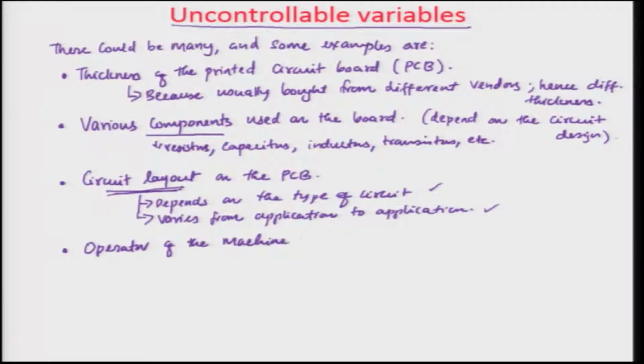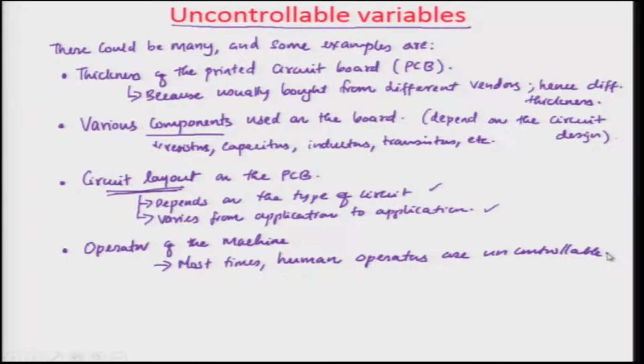Then there is something called the operator of the machine. It's very hard to control operators. Okay. Most times human operators are uncontrollable. You cannot control human operators most of the time, purely because they have their own mind and human operators do things in their own fashion. So, you cannot really do much about it, right.